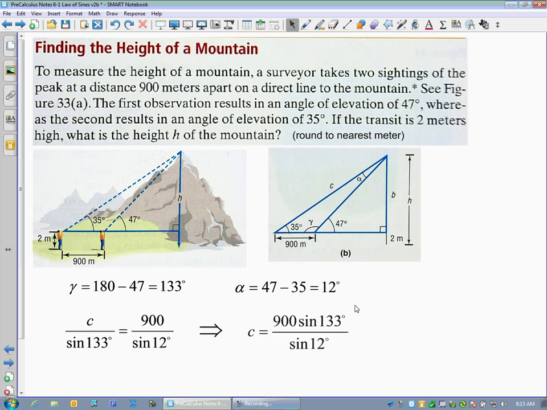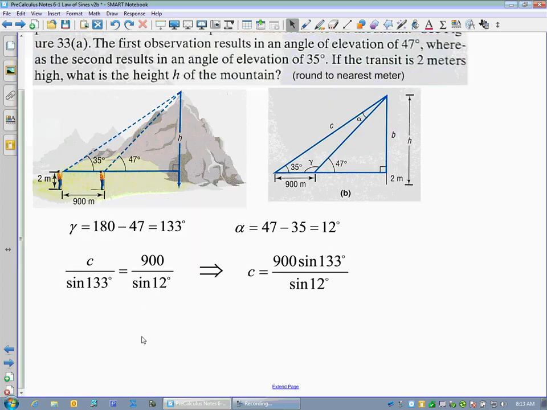Now this is an exact value. This is not what we're ultimately looking for. So we don't want to put that into the calculator and get a decimal, because that would be introducing error in the middle of the problem. So we're going to keep that as an exact value and continue on trying to find the value for B.